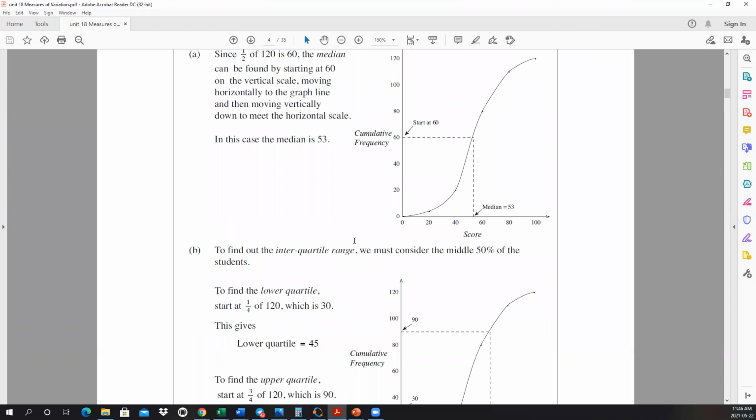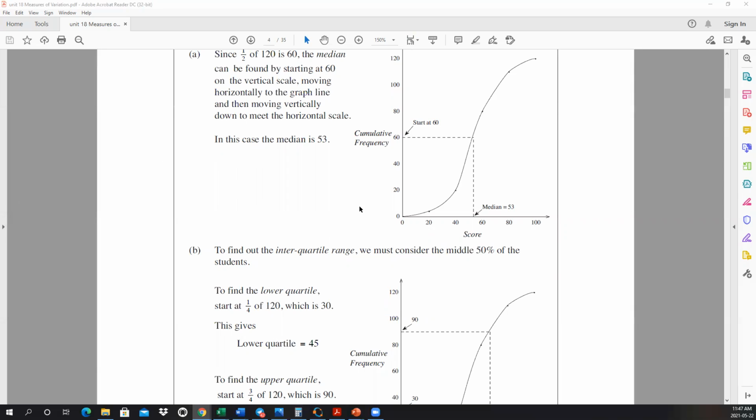And then it says to find out the interquartile range, we must consider the middle 50% of the students. Hold on, let me. Not sure if you're hearing that WhatsApp notification coming in. Yes, sir, I heard it. You heard it. Yes. All right, let me see if I can get rid of it. All right.